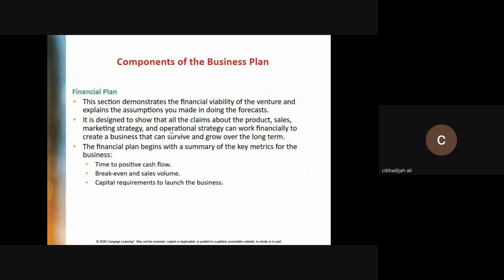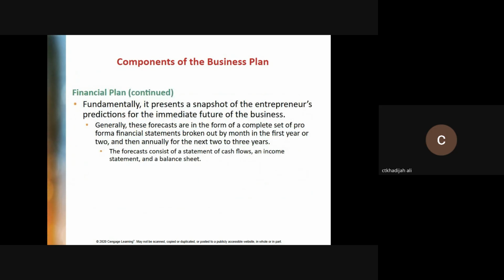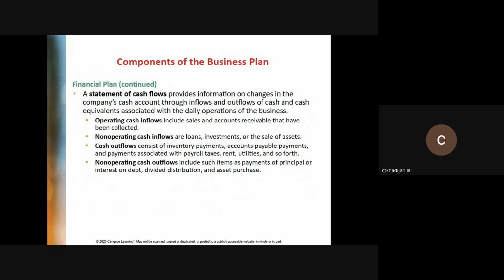Financial plan, this section demonstrates the financial viability of the venture and explains the assumptions you made in doing the forecast. It is designed to show that all the claims about the product, sales, marketing strategy, and operations can work financially to create a business that can survive and grow over the long term. The business plan begins with a summary of the key metrics for the business: time to positive cash flow, break-even sales volume, capital requirements to launch the business. Fundamentally, it presents a snapshot of the entrepreneur's prediction for the immediate and future of the business.